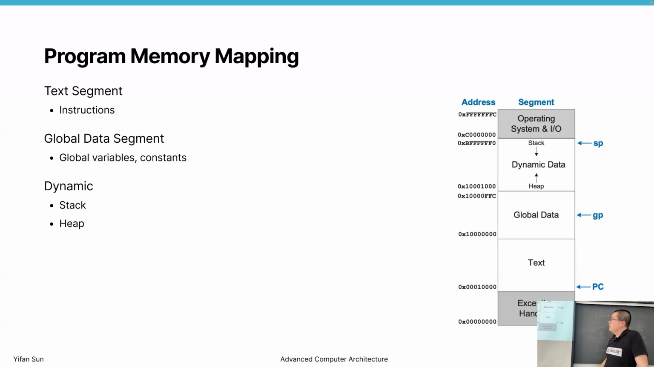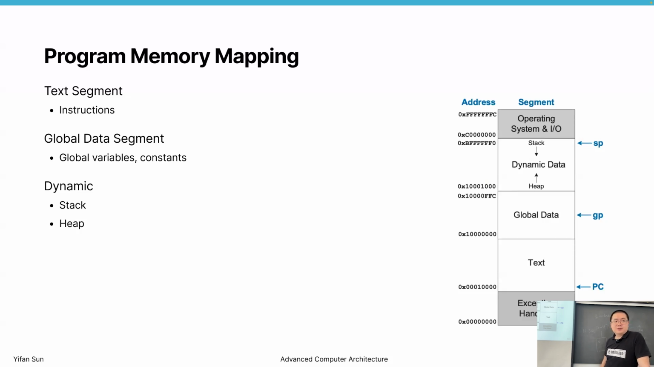Now, what is global data? Global data is for global variables, or sometimes it also stores things like strings that are used by your whole program. So some commonly used data is stored in the global data part. Then you have this dynamic area. For the dynamic area, you have two parts: one is the stack, one is the heap.